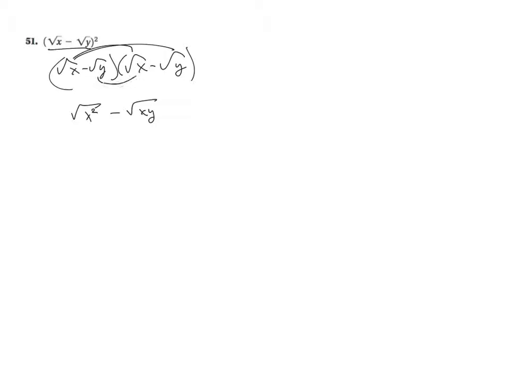And then minus y times root x would be another minus root xy. Notice how I write them in alphabetical order there. And then lastly, it'd be minus times minus, a positive root y squared. Now, the square root of x squared, the square and the square root cancel, so that's just an x. And then you're down 1 and you lose another one, so it'd be a minus 2 root xy. And then finally, the root and the square cancel, so it'd be a plus y.